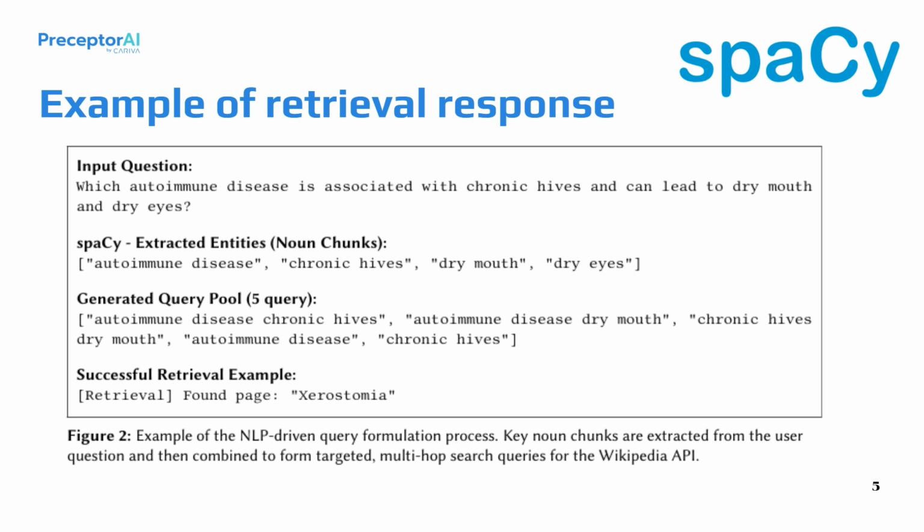To clarify our query formulation, here is an example. From the question, noun clauses are extracted and then concatenated, creating a query pool, and only the top 5 of the context received from the search engine using the queries in the query pool are used as context for answer generation.